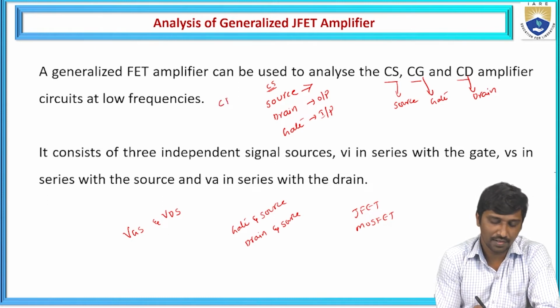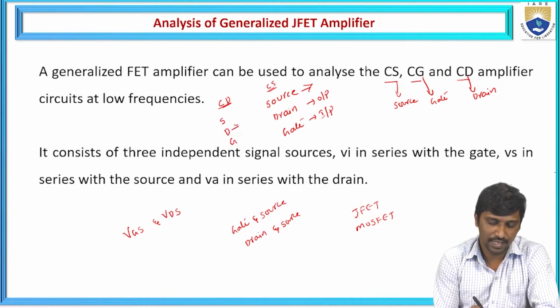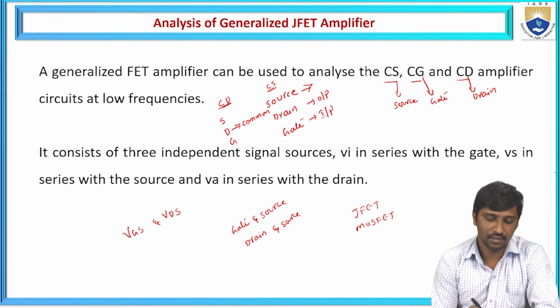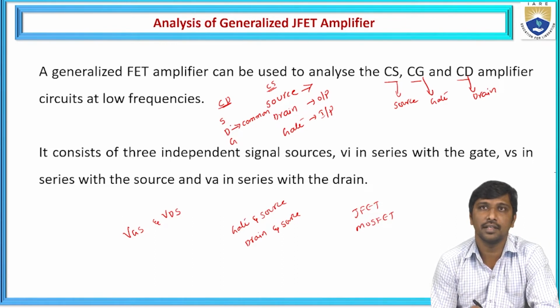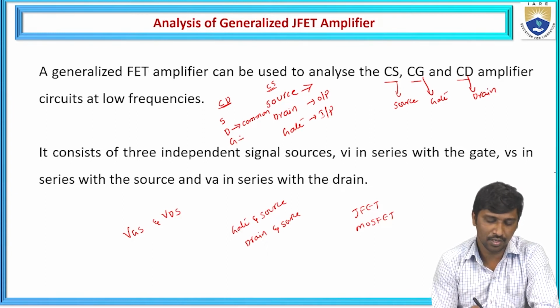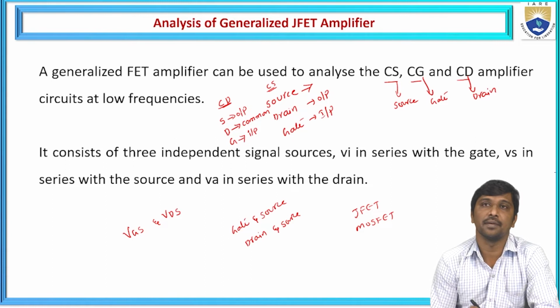Similarly, if we define the common drain, again we have three terminals. Hence the drain is common. We make the drain the common terminal, and of the remaining source and gate, we need to find out which one acts as the input side and which terminal acts as the output side. From this representation, we pass the input signal across the gate, and across the source, we measure the output parameter.